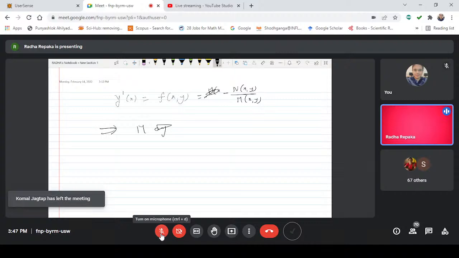This all of you must be knowing. This equation can be solved provided it is exact. That means what is the condition it should satisfy? dM/dy is equal to dN/dx. Exactness. What is the meaning of exactness? We can determine u, which is a function of x and y, such that du is equal to M dx plus N dy, so that u equal to constant gives the solution of M dx plus N dy equal to 0.